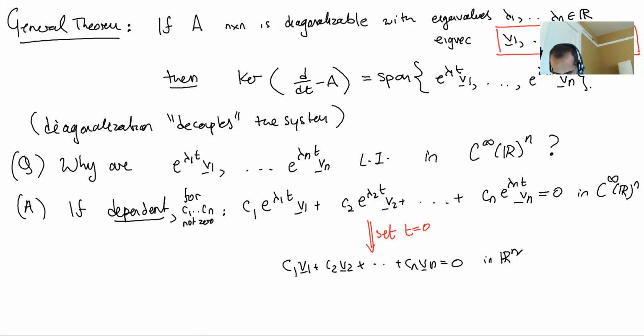And what's wrong with that? Then that would mean that v1 to vn are linearly dependent, which would contradict. Exactly. So impossible, since v1 through vn are linearly independent. And so the conclusion is that these functions are linearly independent, because if they were dependent, then something impossible happens. That explains why, because you have n linearly independent functions, and you know the dimension of the kernel is n, that has to be all of them. And that's why you get this equality in the general theorem above.